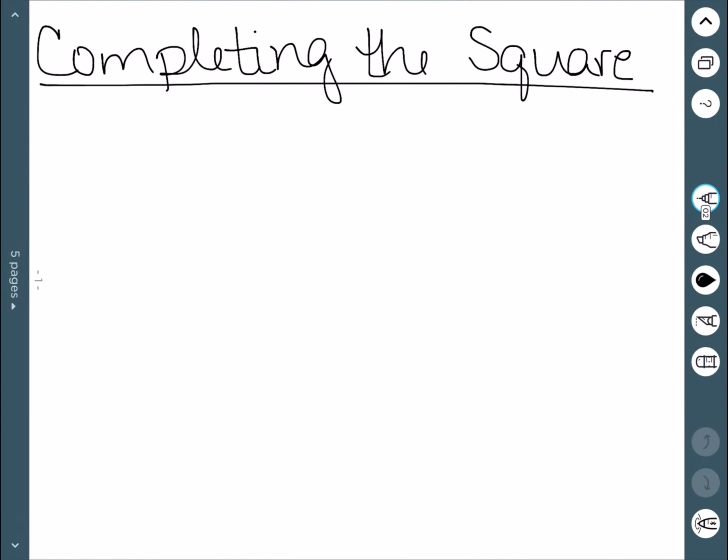We'll now look at a method for solving quadratics that's called completing the square. Whereas our zero product property can only be used whenever you can factor, our square root property can only be used whenever you have a term squared. Completing the square can be used on any quadratic equation.